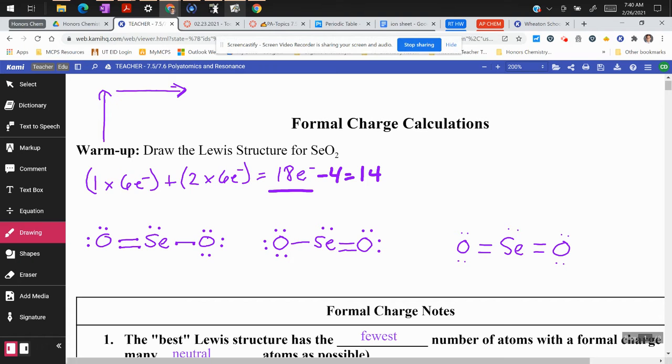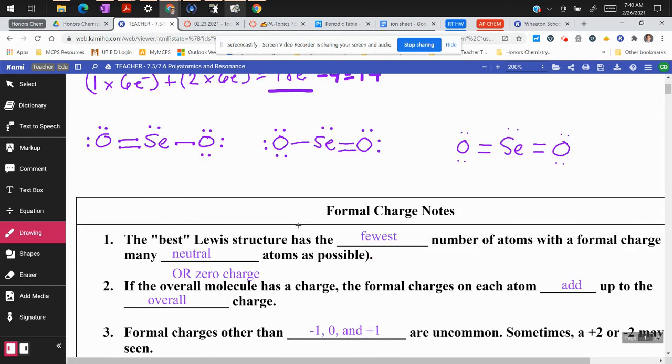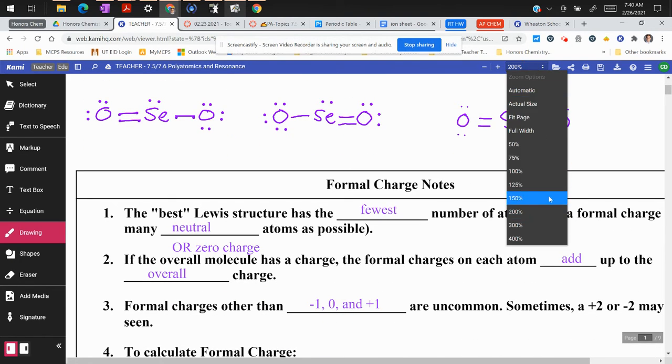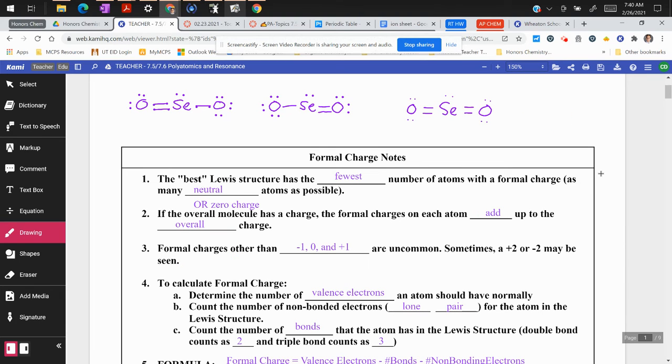How do we know which one's the best one? Well, that's going to lead us into formal charge. So what is formal charge? The best possible Lewis structure has the fewest number of atoms with a formal charge, which means we have as many neutral or zero charge atoms as possible. If the overall molecule has a charge, such as in a polyatomic ion, which we will explore in a little bit, the formal charges on each atom add up to the overall charge.